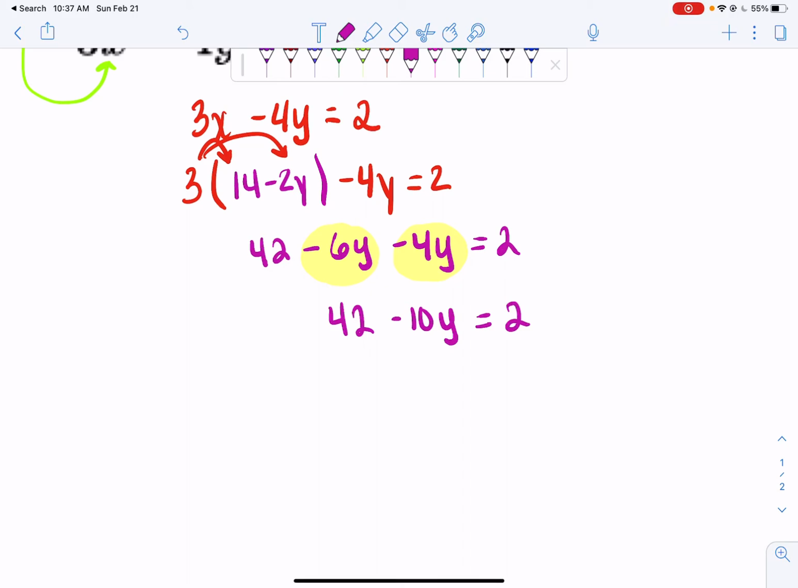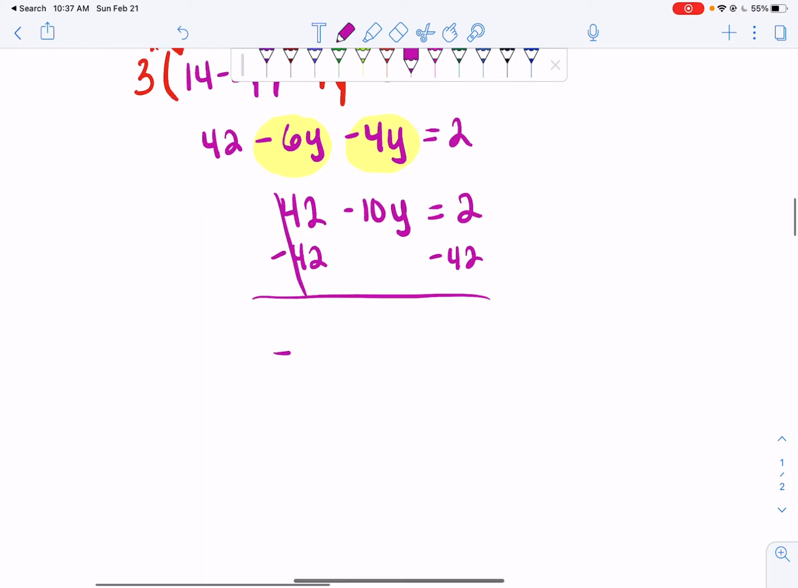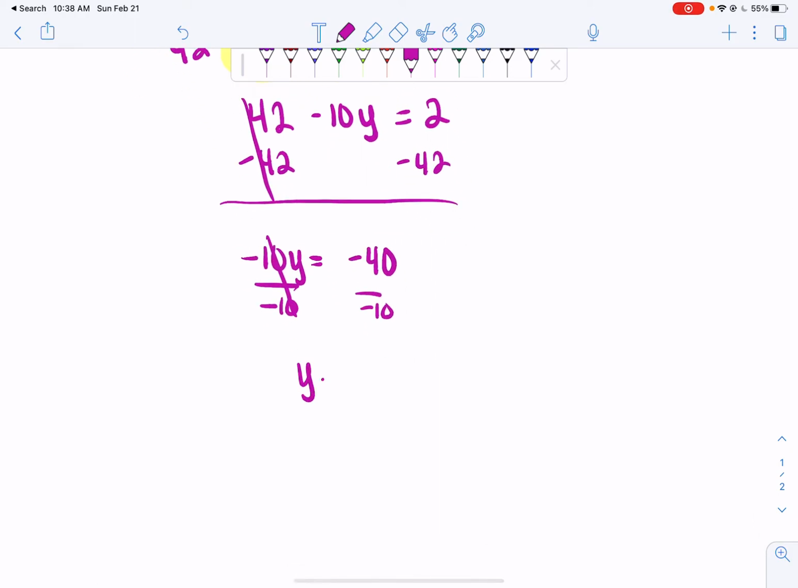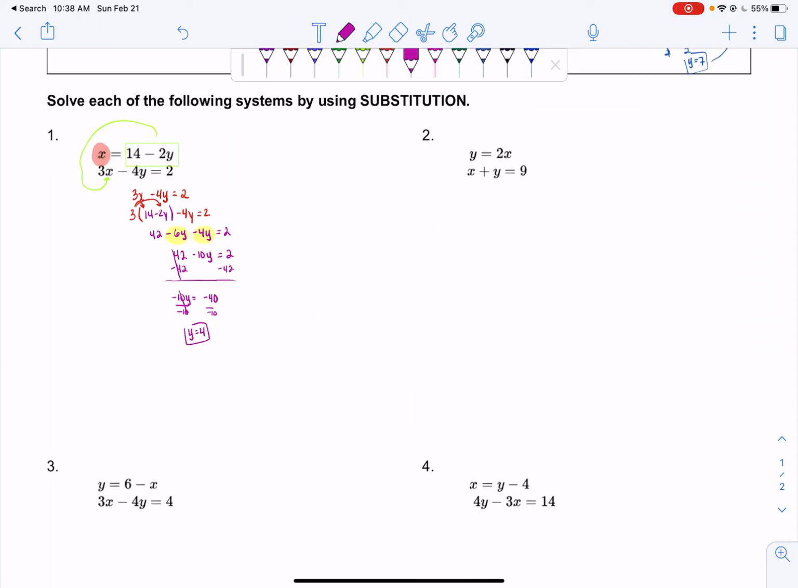Now I have to ask myself, how do I get rid of that 42? I'm going to subtract 42 from both sides of my equation. So I get negative 10y equals negative 40. Now how do I get rid of my negative 10? I divide both sides of my equation by negative 10, leading me to get y is equal to 4. Here's the issue. I'm not done. I want to know what x is as well. If you look, you already have an equation in terms of x. I know x is equal to 14 minus 2y.